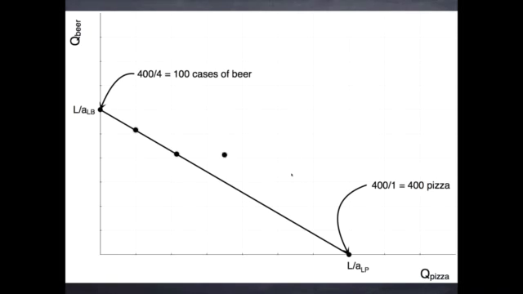All the points on the PPF are possible. That's why it's called the production possibilities frontier. So the economy can produce, for example, using all of its resources to produce beer, 100 cases of beer, and no pizza. On the other extreme, it can produce 400 pizzas and no beer. And then all the combinations on the PPF that connect those points are also possible. So everything on the PPF is possible. And if you're on the PPF, you're using all the labor that's available to you.